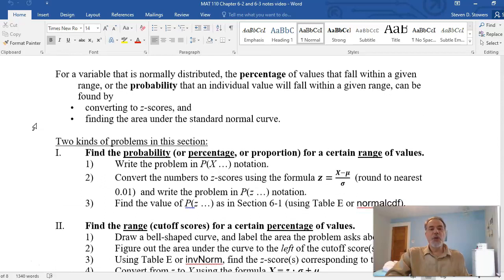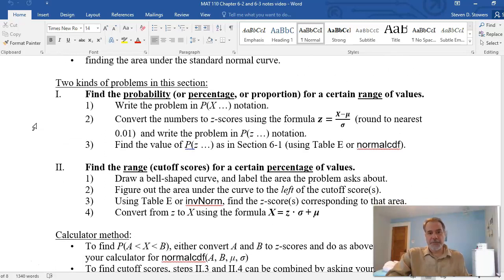So there are two kinds of problems in this section. The first kind that we'll talk about is the kind that asks you to find the probability, or sometimes the percentage or proportion of values that fall within a certain range. And the second kind is kind of the reverse of that, finding a range for a given percentage of values. In this video, I'll talk about the first kind, and then there will be a second video for the second kind of problem.